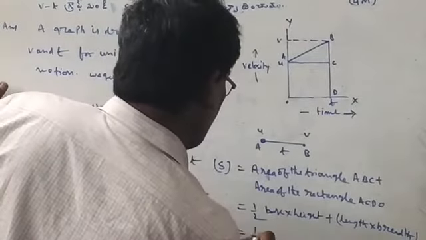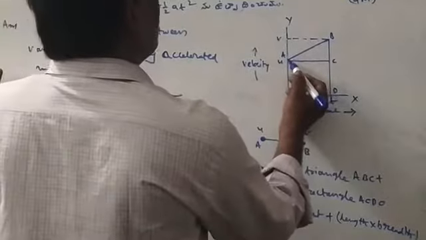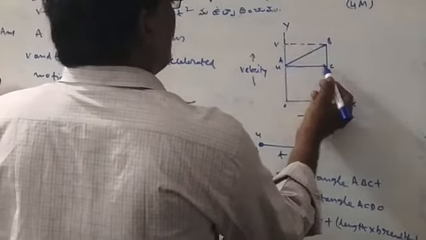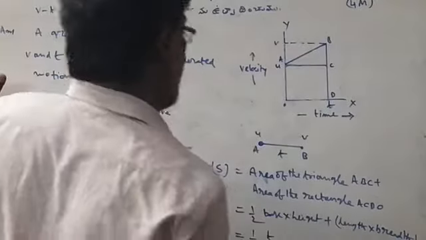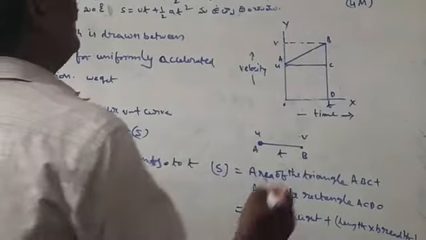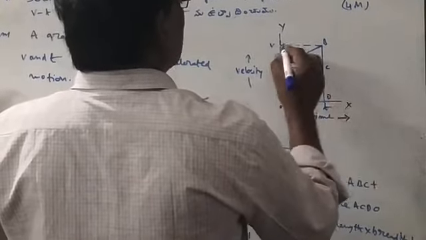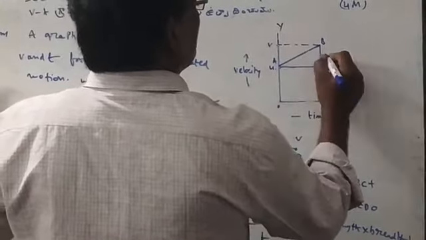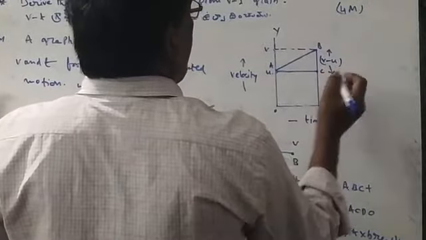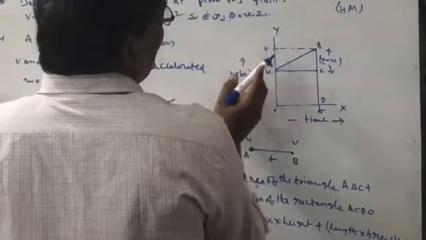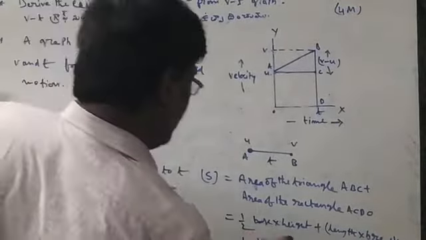That is equal to half of base. This is the triangle base, this is T. The height, this is the triangle height, that means here V minus U. Again, here V, here U, that means the difference V minus U is the height.